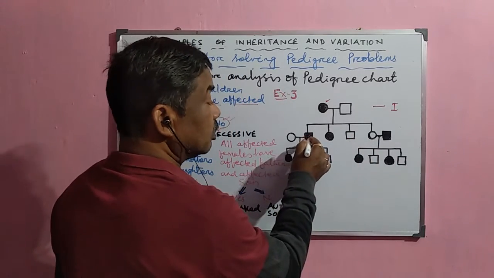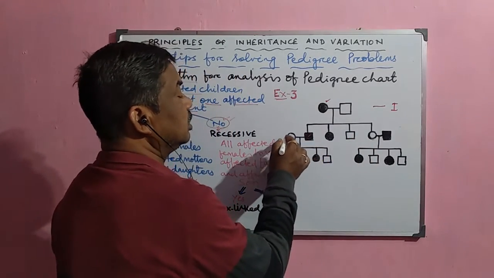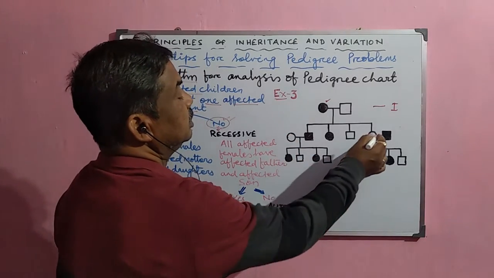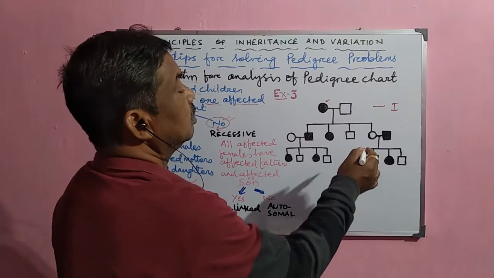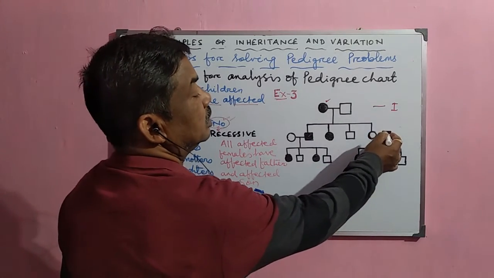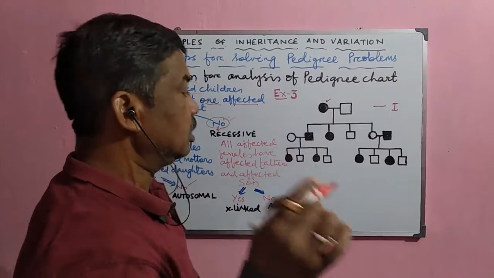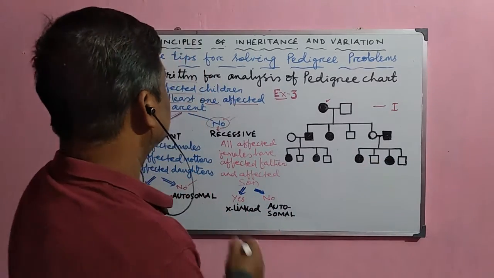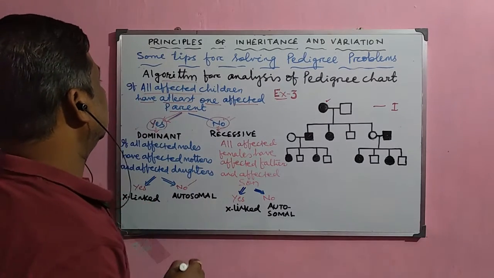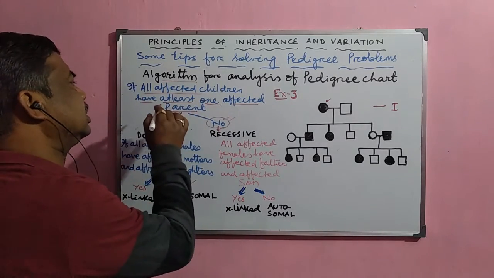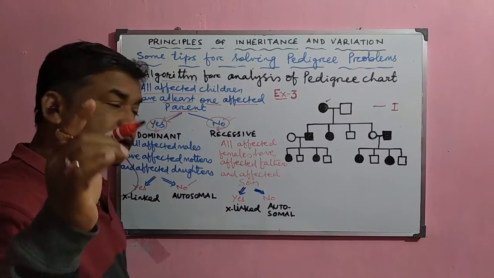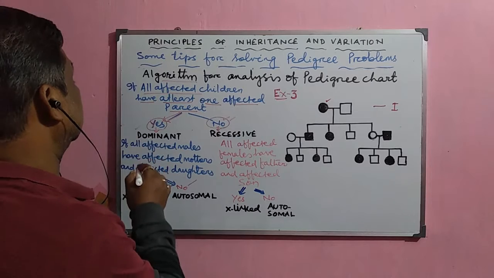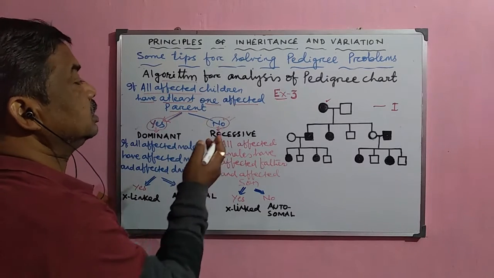Here when this affected son marries a normal female, then the two daughters are affected. And here also, if a normal daughter marries an affected male, then the daughters will be affected. Now come to the algorithm here. If all affected children have at least one affected parent, then if yes, it is dominant, and if no, then it is recessive.